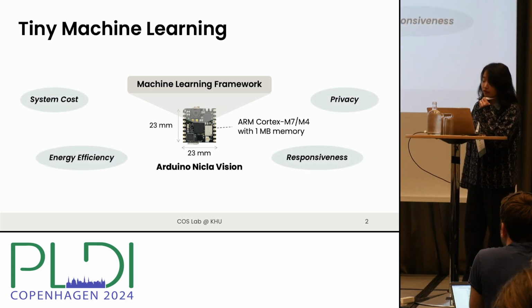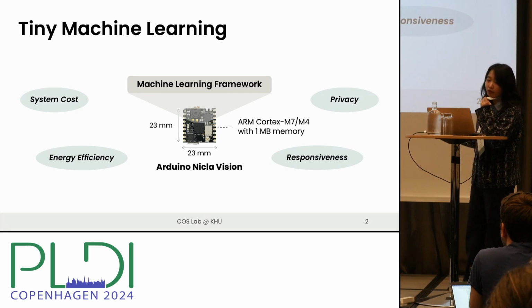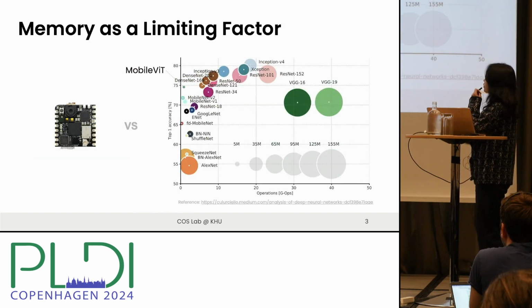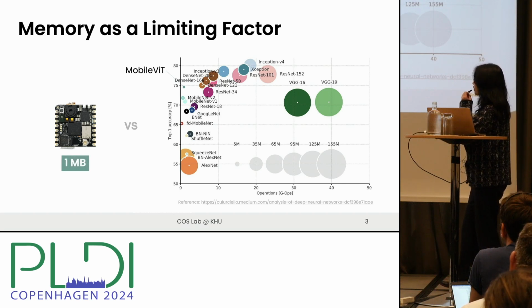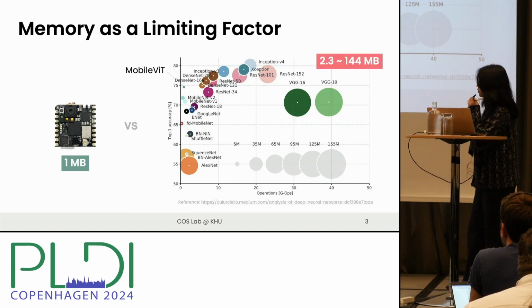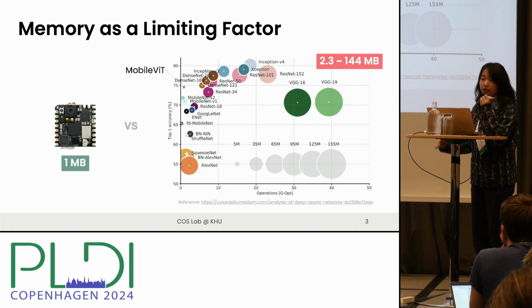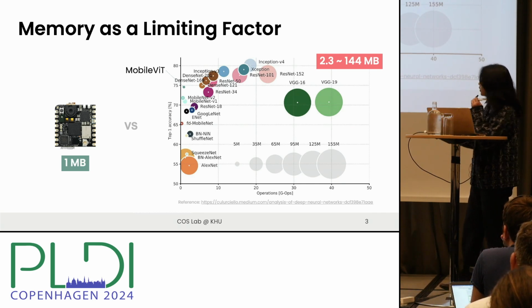So thanks to the benefits in various aspects, tiny machine learning is getting more attention in both industry and academia. However, in tiny machine learning, small memory size is regarded as the main limiting factor. So while the tiny embedded systems have a memory size of less than 1 megabyte, state-of-the-art machine learning models are much larger in size. So it is very important to optimize the memory usage of machine learning models in tiny machine learning.